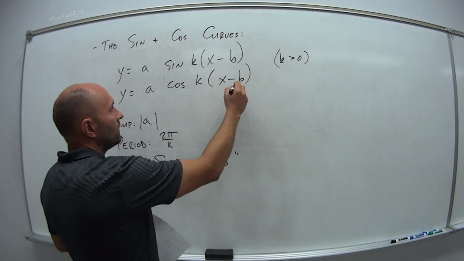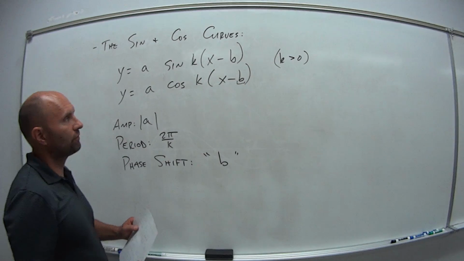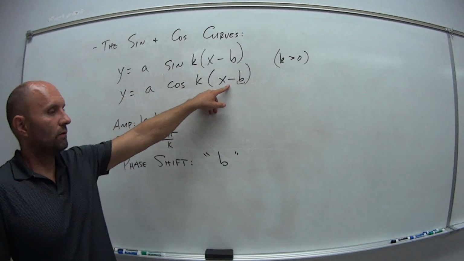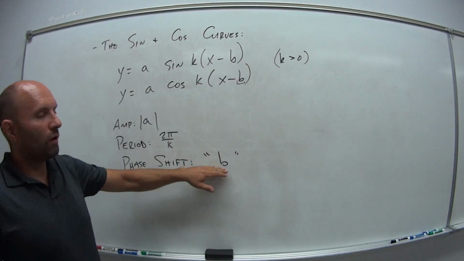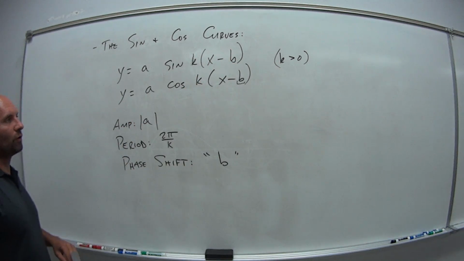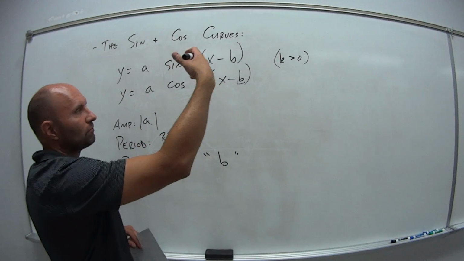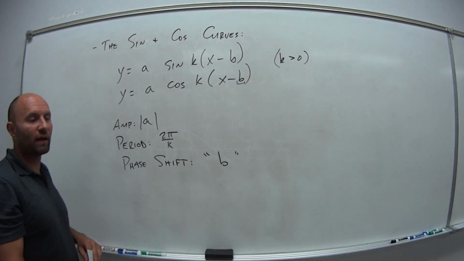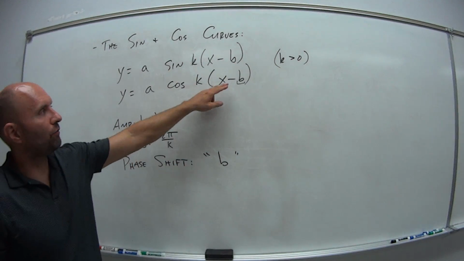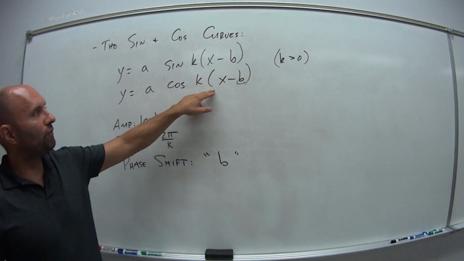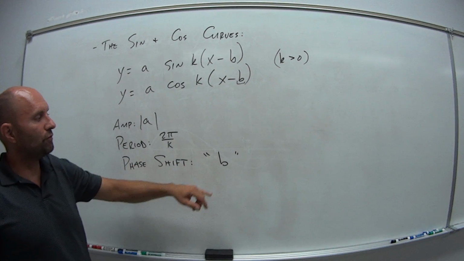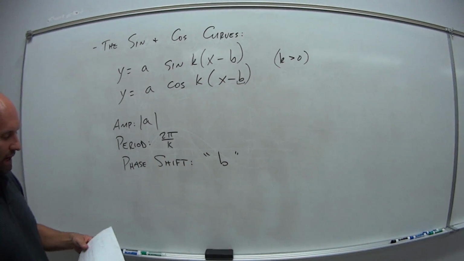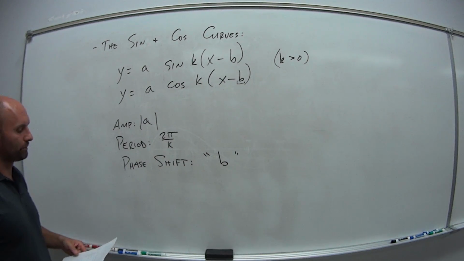So we have to have this minus sign in here. Whatever it is, x minus this value, that's our phase shift. So if I have x plus pi on the inside, I actually have to account for that negative. It has to be of the form x minus b, and whatever that value for b is, that is actually our phase shift.